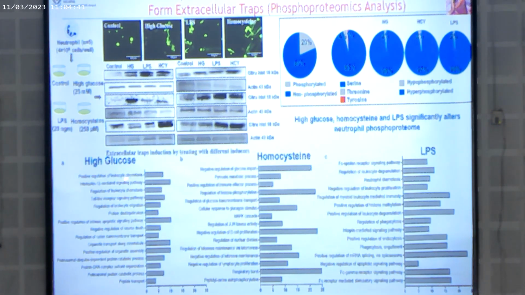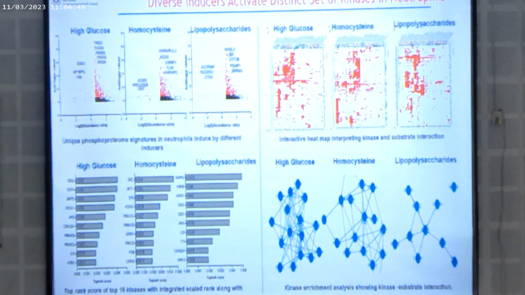So we see in the network analysis and pathway enrichment analysis differences in the phosphoproteomic signatures over here. Now, as we go deeper into the phosphoproteomics data, we see more distinct proteins which are activated by diverse inducers.